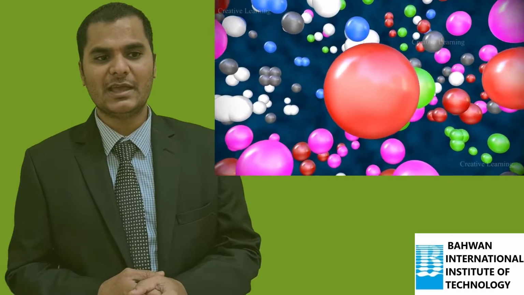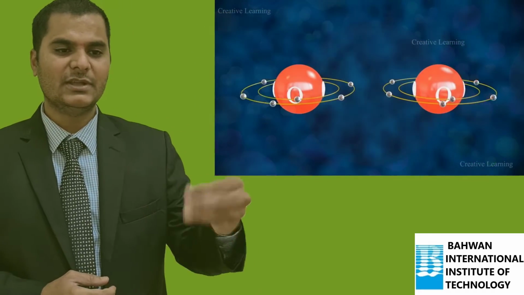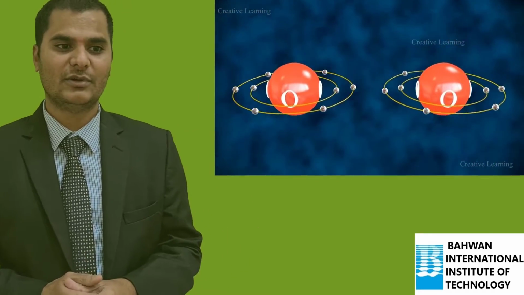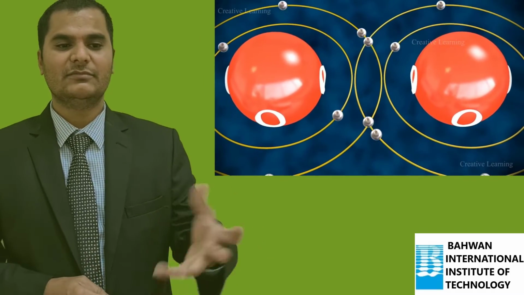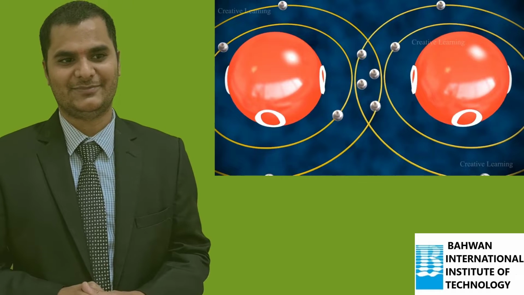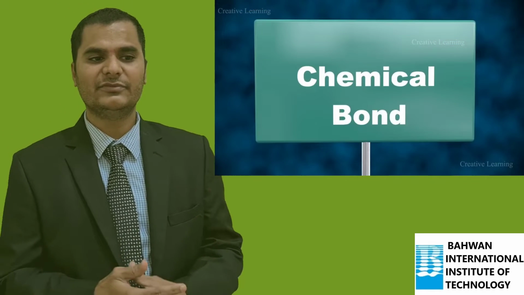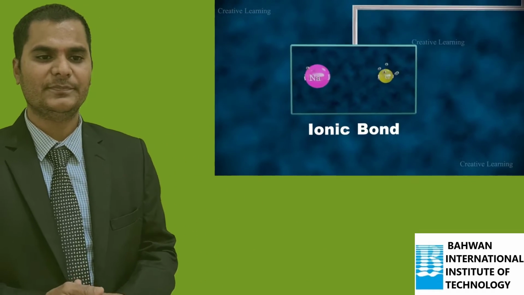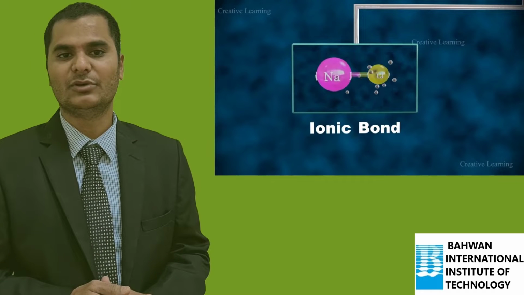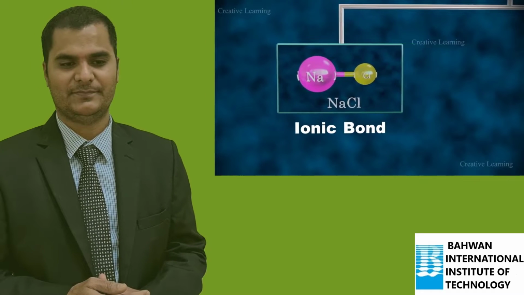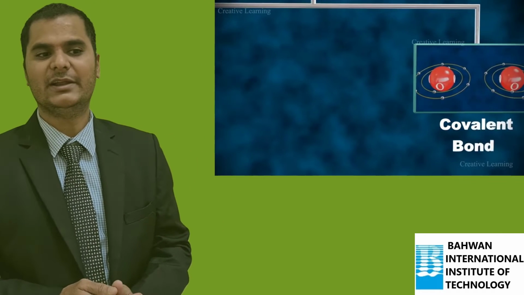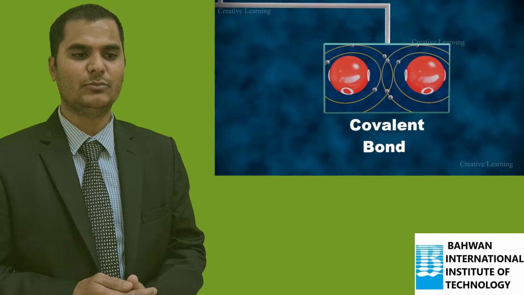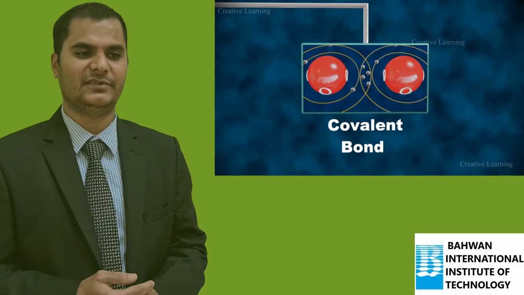If you look at every atom, around the atom there are electrons located, and they keep on moving. Sharing of electrons takes place, which forms chemical bonding. Chemical bonding is broadly classified into two types: ionic bond and covalent bond. Let us discuss ionic bonding now. What happens in ionic bonding, we will see.